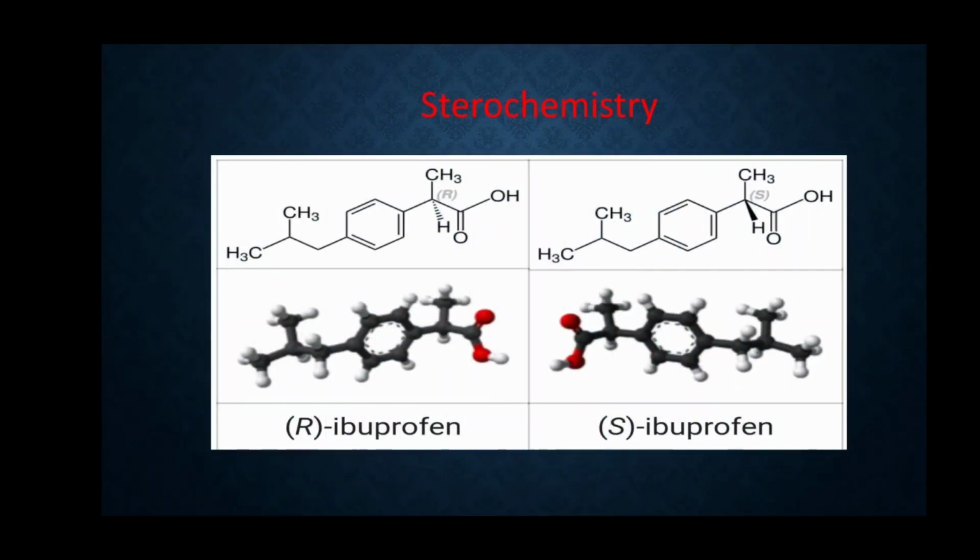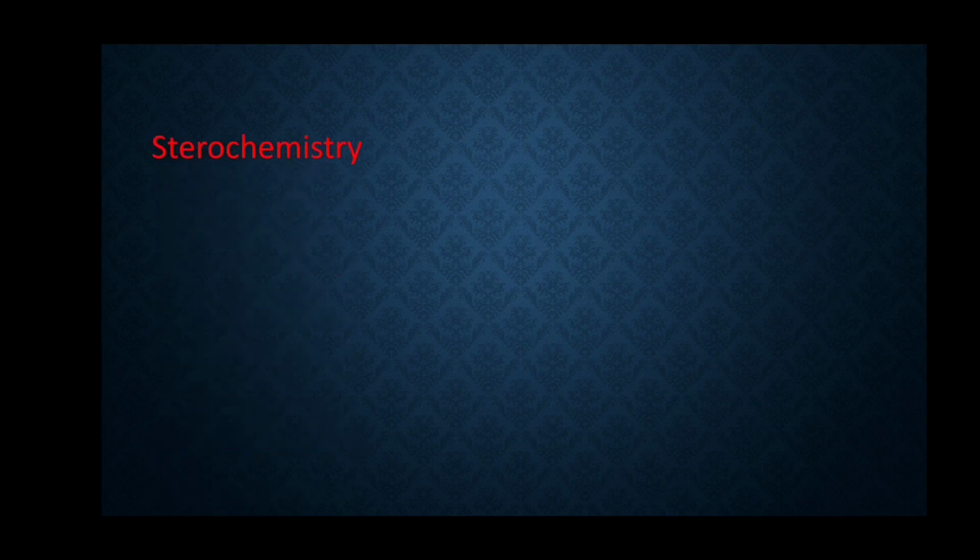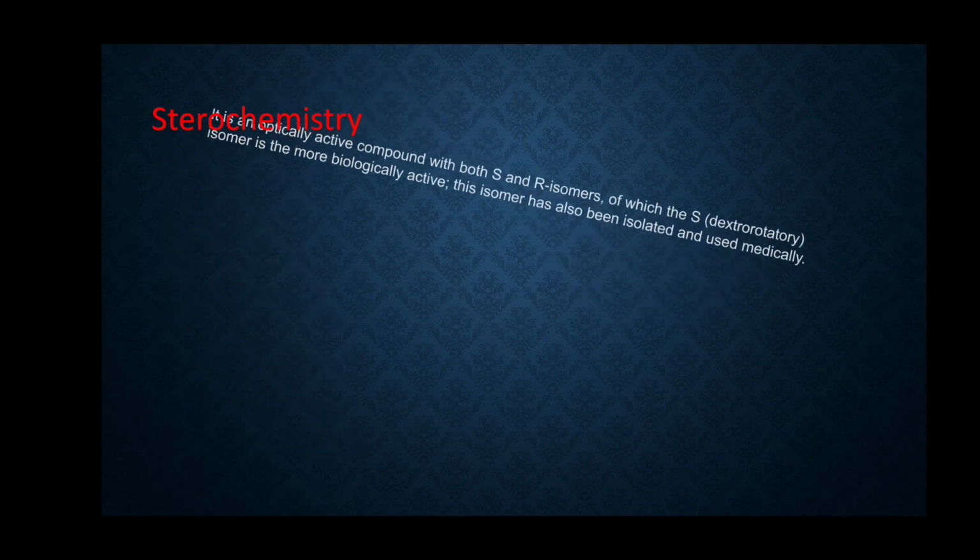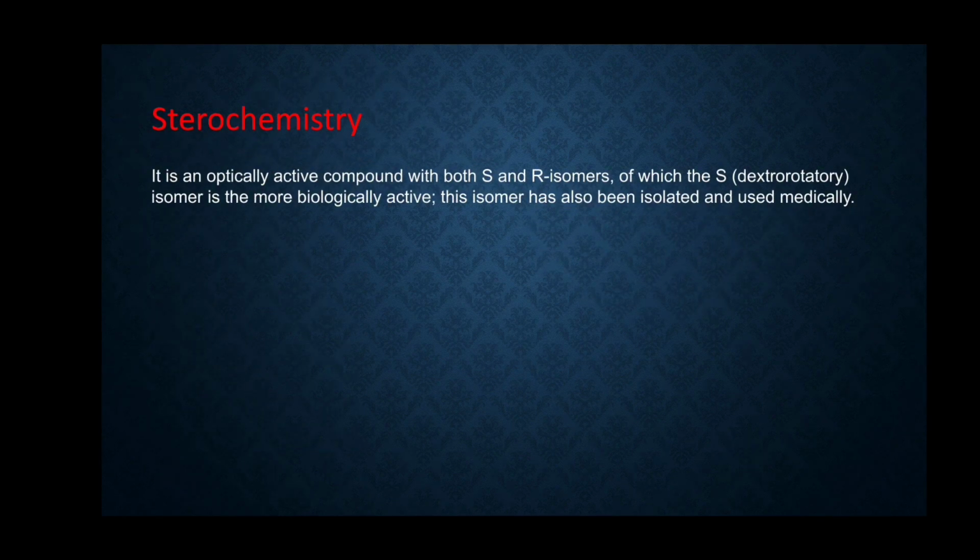Stereochemistry of ibuprofen has two isomers: R-ibuprofen and S-ibuprofen. It is an optically active compound with both S and R isomers, of which the S-dextrorotatory isomer is the more biologically active. This isomer has also been isolated and used medically.